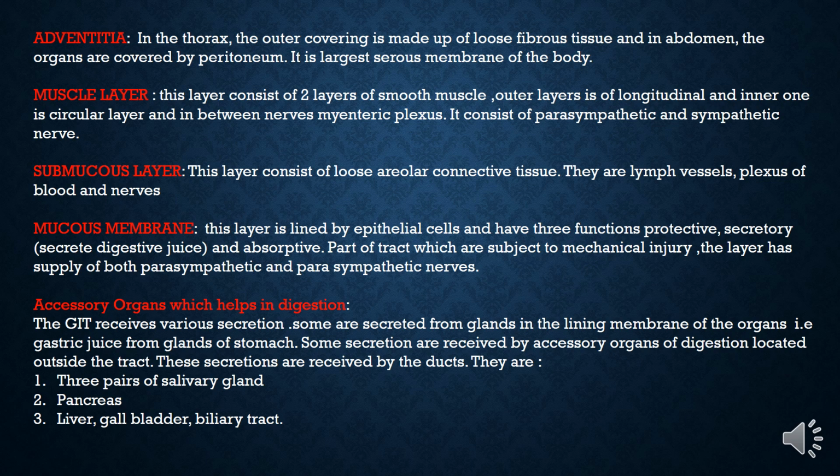Accessory organs which help in digestion. What are the organs other than the GIT? The GIT receives various secretions. Some are secreted through the glands in the lining membrane of the organ, that is, gastric juice from the glands of the stomach. Some secretions are received from accessory organs, the other organs that are not directly part of the GIT. They are located outside the tract, and their secretions are received through ducts. They are 3 pairs of salivary glands, pancreas, liver, gallbladder, and biliary tract.